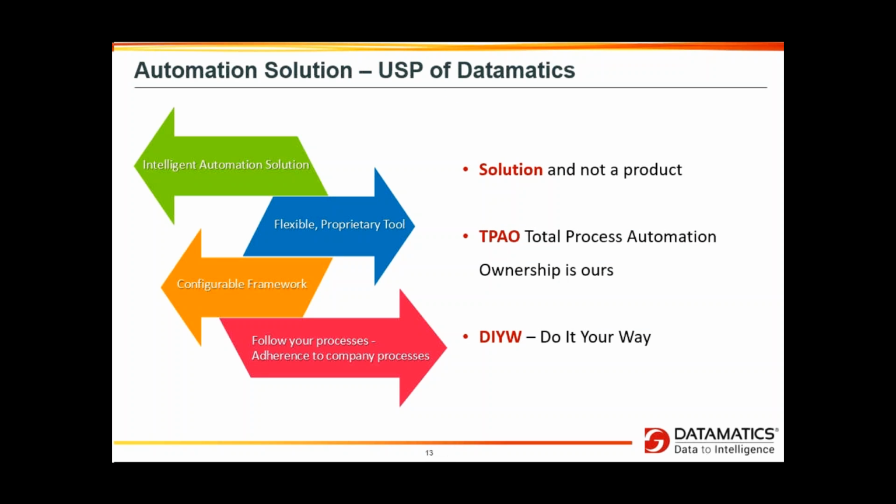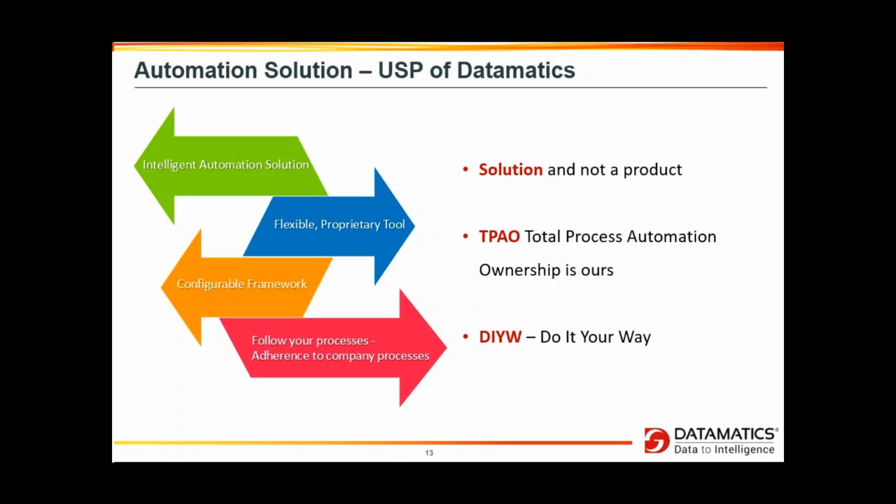So we have some unique propositions from our side. One of them is what we already talked about, the intelligence, and it's not a product. Of course, we have a product, but we don't give it as a product. We create the complete solution around it. So we understand the problem statement the client is facing. We plan it out and we implement it for them. So we take the total process automation ownership.